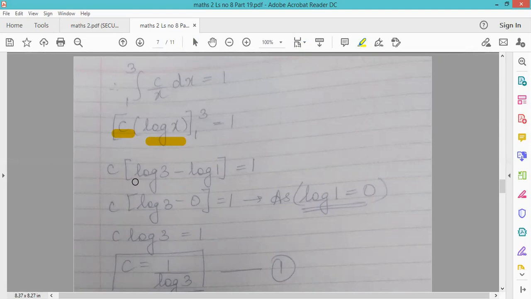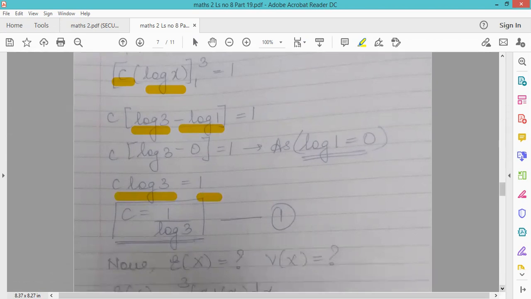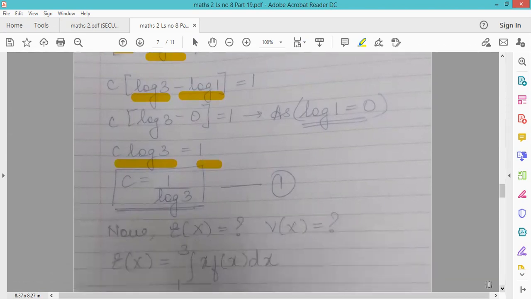As per rule, we first put the upper limit and then subtract the lower limit. So c bracket open log 3 minus log 1 is equal to 1. Now value of log 1 is nothing but 0. So log 3 minus 0 gives you log 3. So c log 3 is equal to 1. The value of c you get is 1 upon log 3. So with this, out of the 4, we have found the value of the first one, that is c.